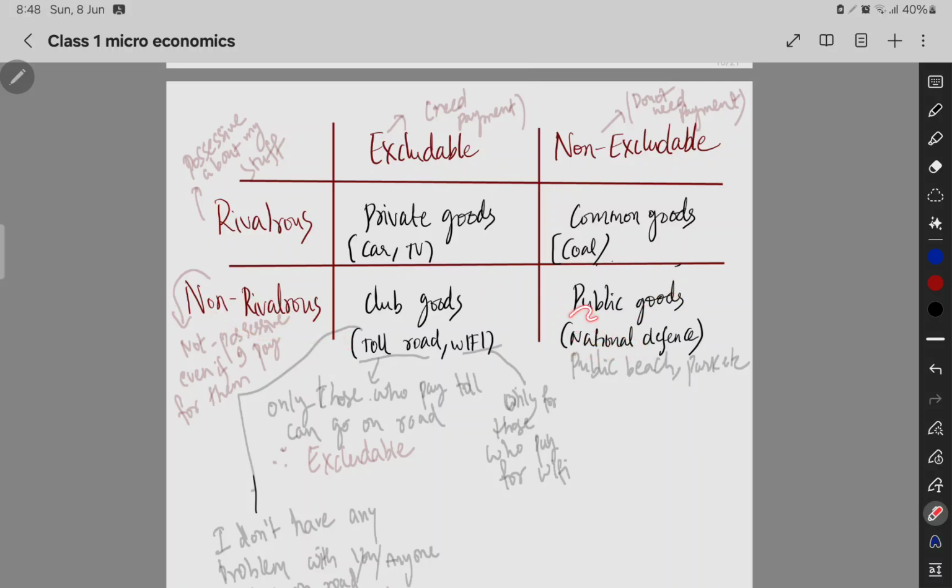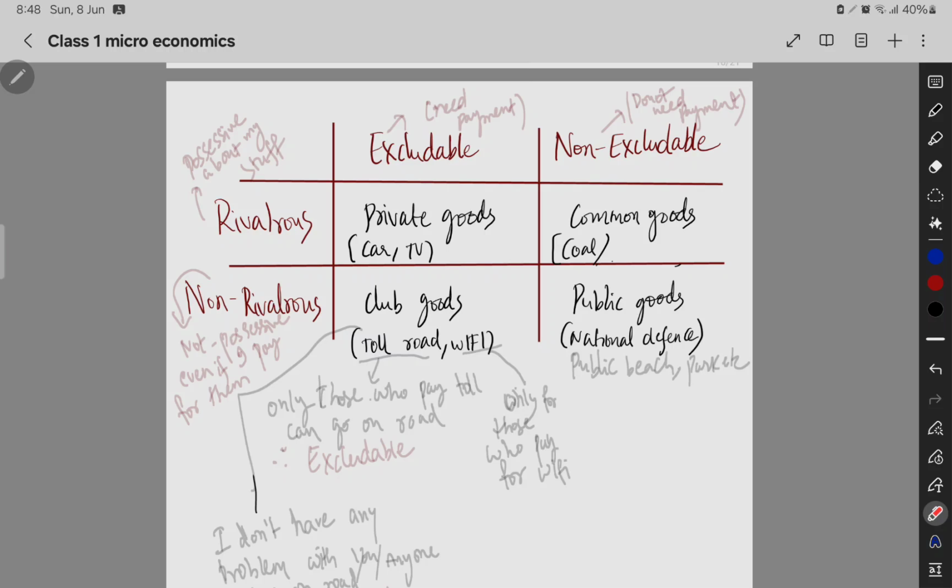And when I think of public goods, a public beach, a public park, I am not paying for it, and moreover, I am not possessive about it. Therefore, it is non-rivalrous. And some common goods: I do not pay for them, but still I am possessive about them. I am not paying, yet I am possessive. That is rivalrous.